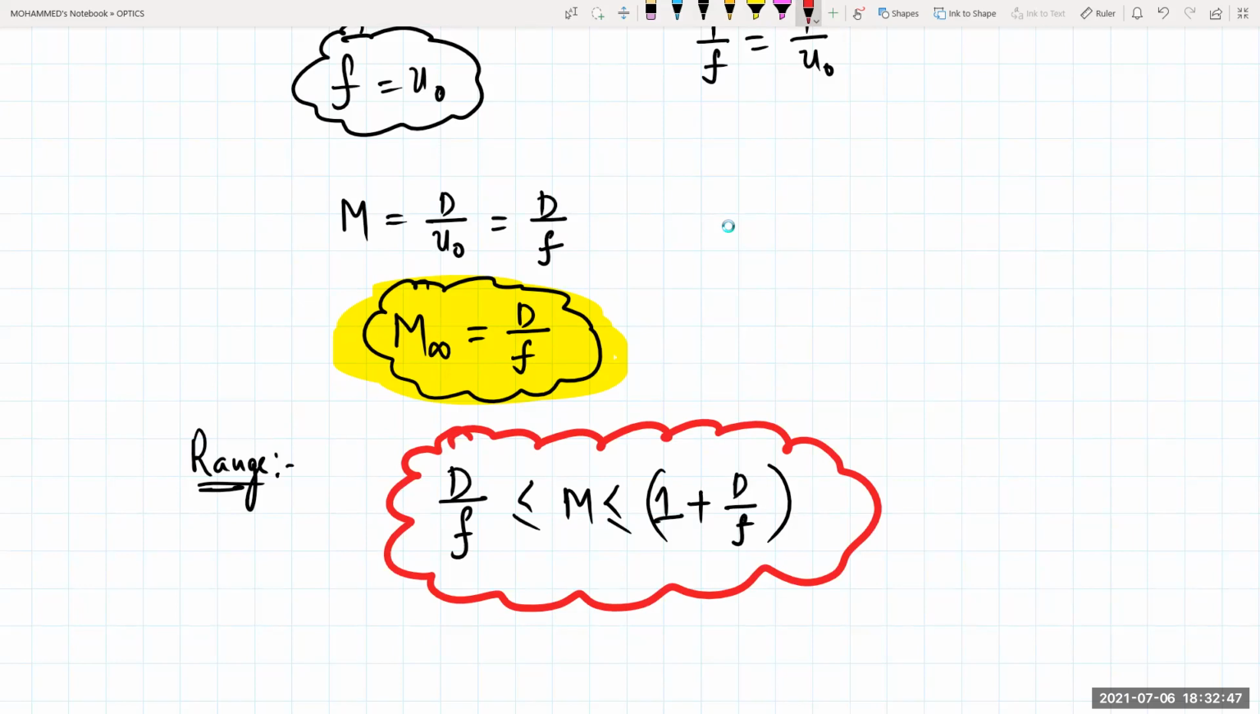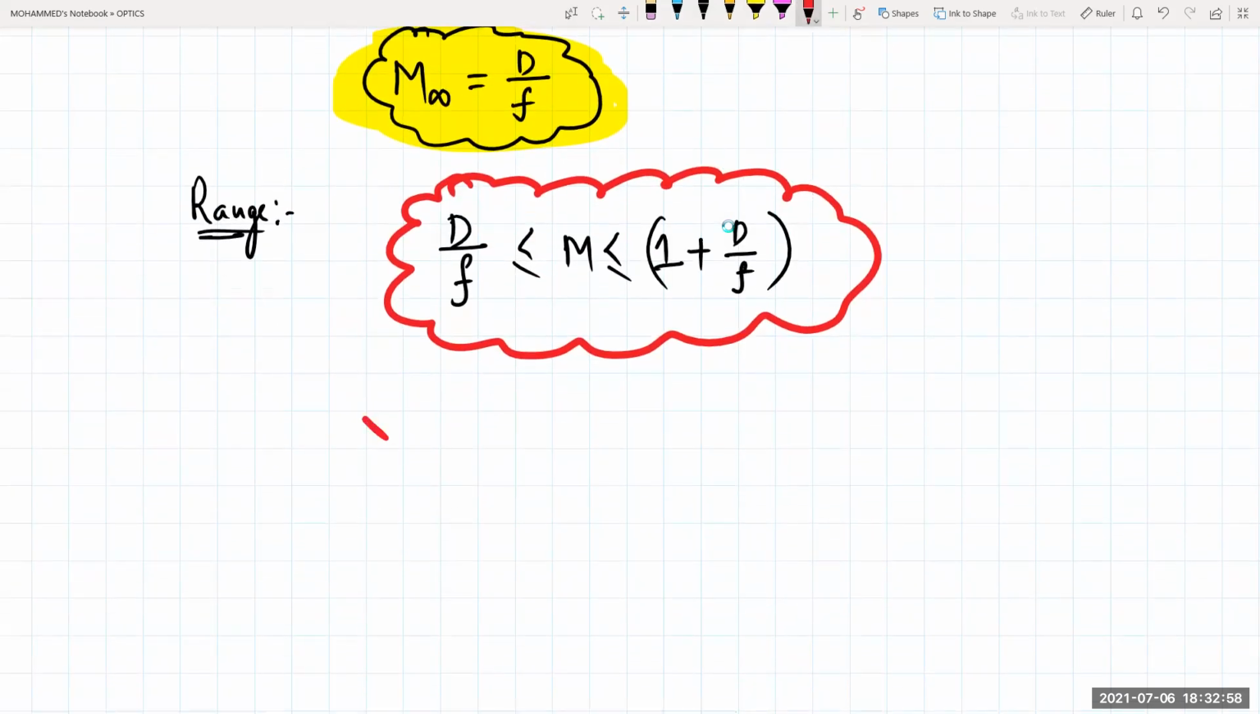Magnification can be increased by decreasing the focal length, but practically a simple microscope can give a magnification of up to 9x. If it is x, it can give a magnification up to a maximum of 9 times x.